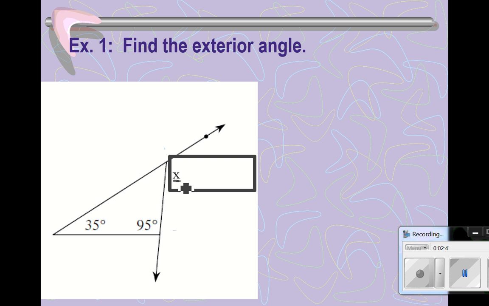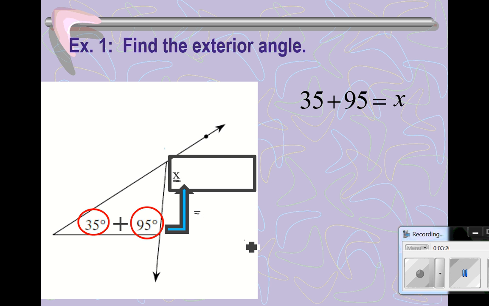Now we're going to think about the exterior angle theorem, where it says add the opposite angles. And the opposite angles in this case are 35, so we're going to add 95. So this is a strategy to help you to set up your equation. So circle the opposite angles, and then they equal, so I'm going to draw an arrow to the exterior angle. So this arrow stands for equals. So then you should write your equation, 35 plus 95 equals x. And this is a basic equation for you to solve.